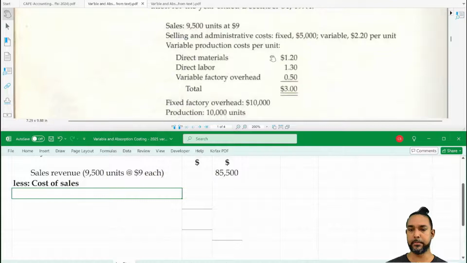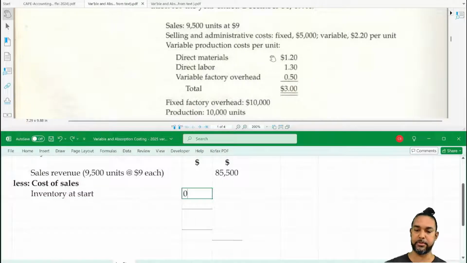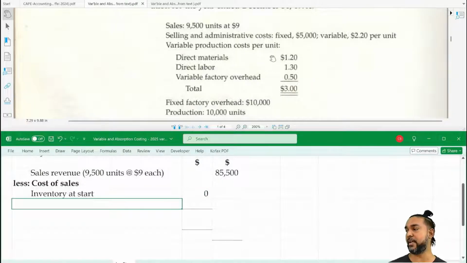Okay, cool. So in the question, we have nothing about opening inventory, but I'm going to put it in as a placeholder, right? Or inventory at start. We have none, so we're just going to put a 0. Normally, if we don't have that item, we leave it out. But because in other questions we are going to have an opening inventory, I want to have the format kind of consistent, right?